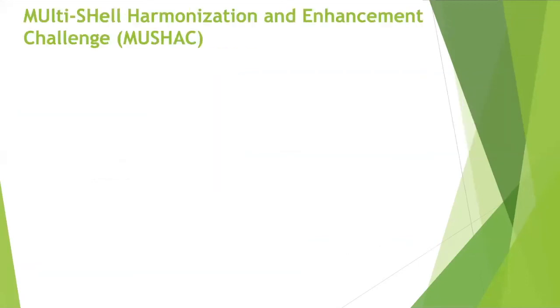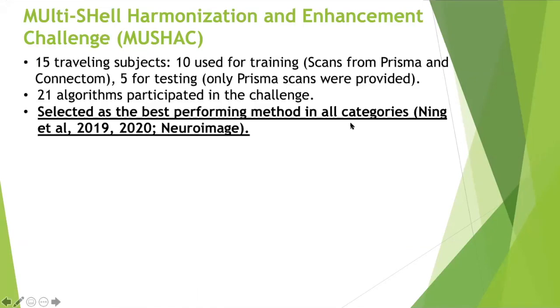Given the importance of this harmonization, there have been a couple of different challenges at MICCAI. One of them was the recent MUSHAC challenge, where the challenge organizers acquired 15 traveling subjects from 2 different scanners, Prisma and Connectome. They provided us 10 for training, and 5 were provided for testing, which means that they only provided one of the scans. The Prisma scans were provided, and we had to guess, based on the 10 training data sets, what the remaining 5 test Connectome scanner data would look like. So it was a blind challenge.